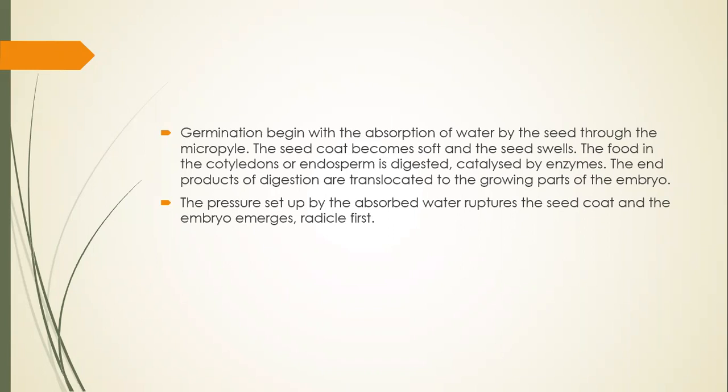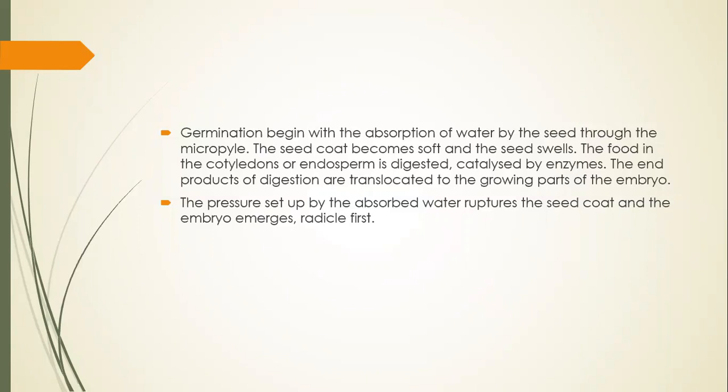So the root system will try and anchor itself in the soil, followed by the plumule, that is the shoot system, giving you the stem. Then the cotyledon exposes itself, giving you the seed leaves. So this is how germination takes place in plants.